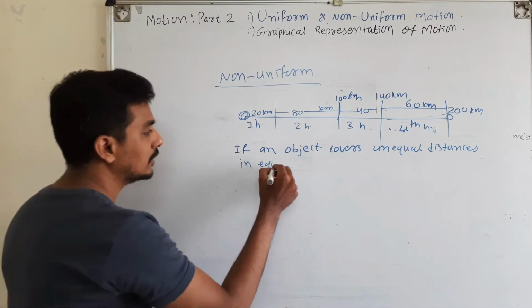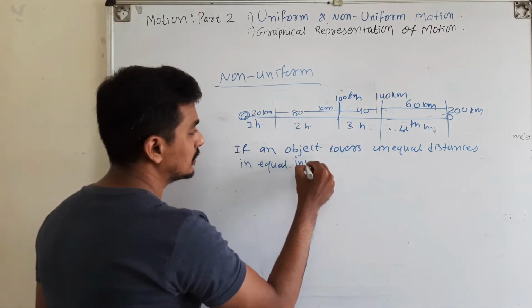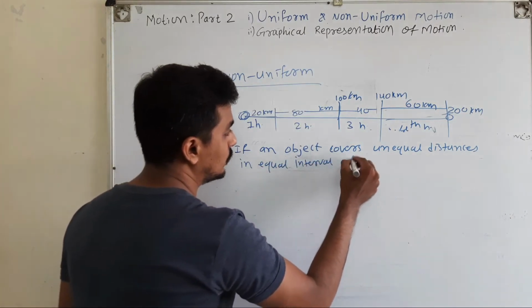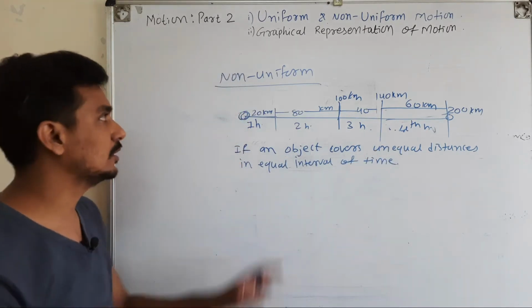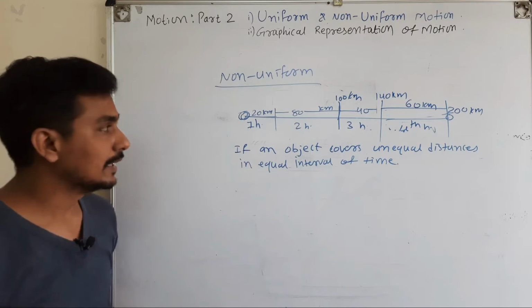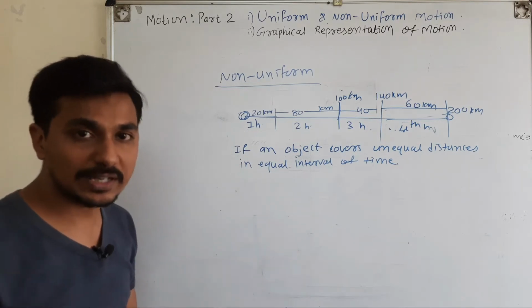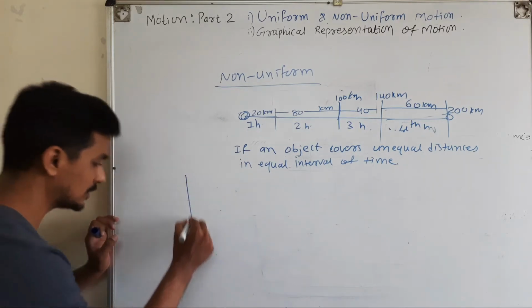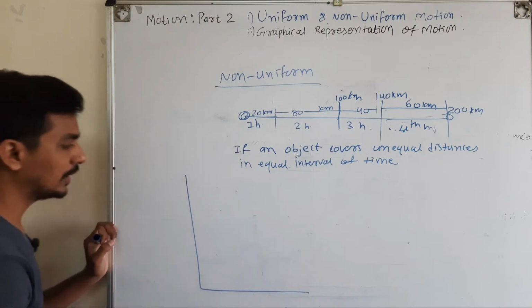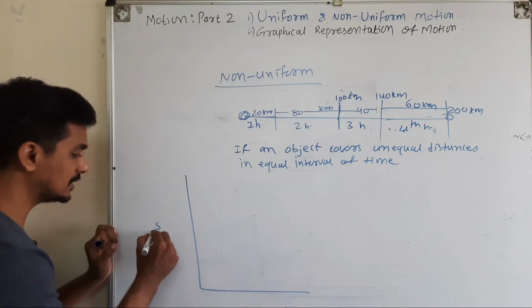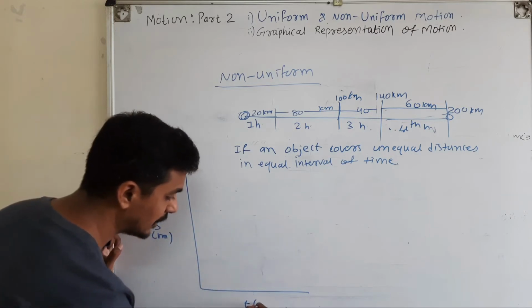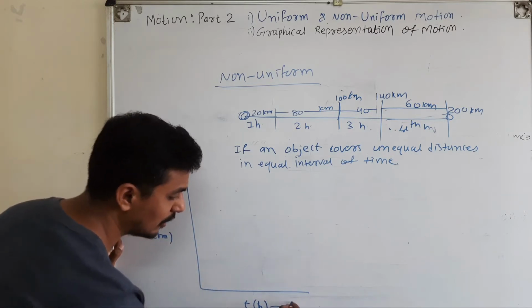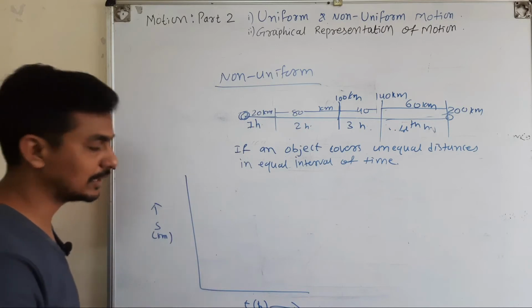So here, in equal intervals of time. Such type of motion is called non-uniform motion. Now let us represent this motion graphically. Suppose you have here distance, which we measure in kilometers, and here we have time that we measure in hours or seconds, but here we will measure it in hours.